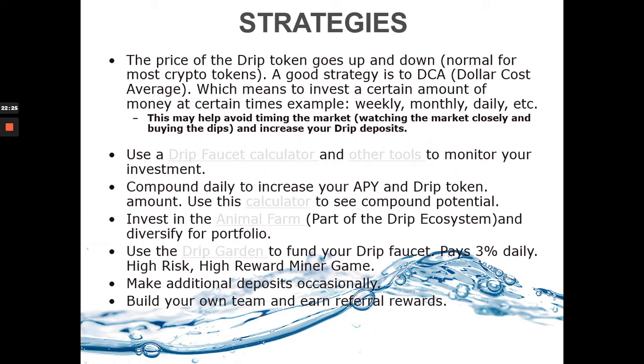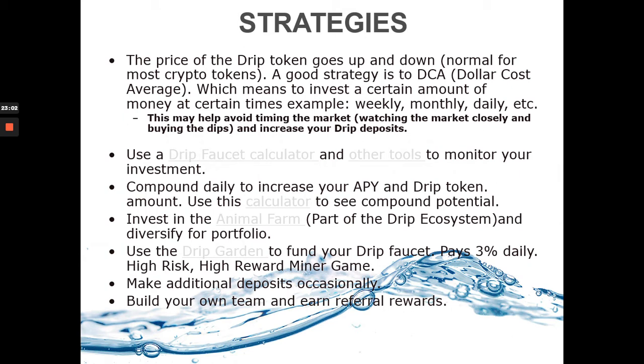And this will help avoid timing the market, where you're trying to watch the market closely and buy the dips. By avoiding all that, you're increasing your DRIP deposits by just saying, I'm going to buy X amount of DRIP tokens, maybe a DRIP token, 2 DRIP tokens, whatever your budget is per week. So you're going to invest $100 weekly or $100 every 2 weeks, monthly, whatever it is. That way you'll try to not have to watch it so closely.